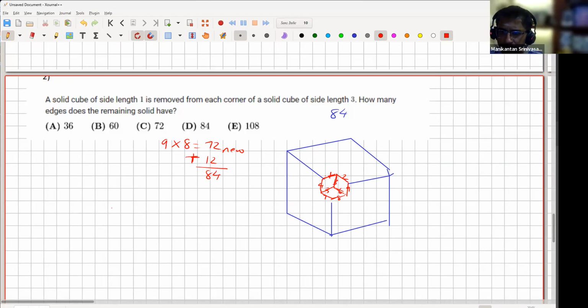Let me ask another question on this. It has nothing to do with the edges, the picture is the same. What is the total surface area of this new object? You have removed the small cubes. Those 8 small cubes marked in red are removed. Now this remaining piece, what is the total surface area? Can you guys work it out and let me know?